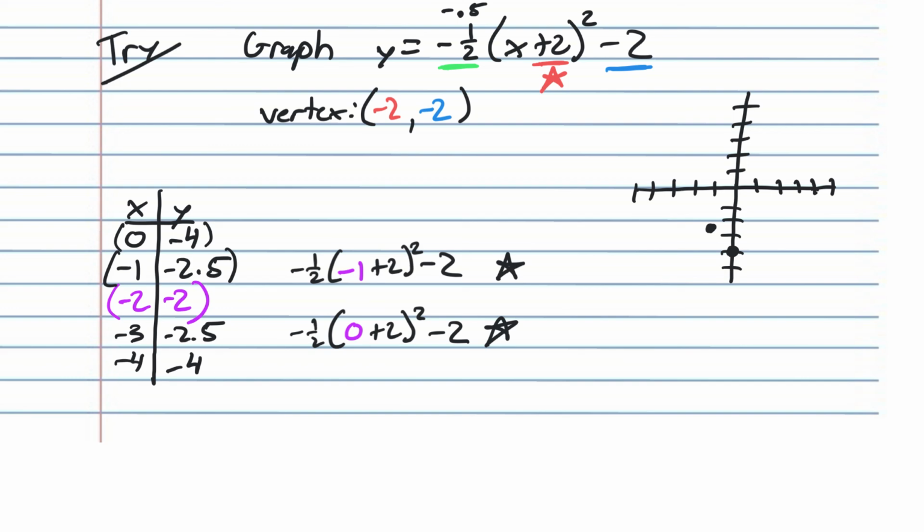-2, -2. Left 2, down 2. So here's our vertex. Okay, and then -3, -2.5. Left 3, down 2.5, about there. And -4, -4. Left 4, down 4, right there. So you can see it's a very wide parabola. And then we're done.